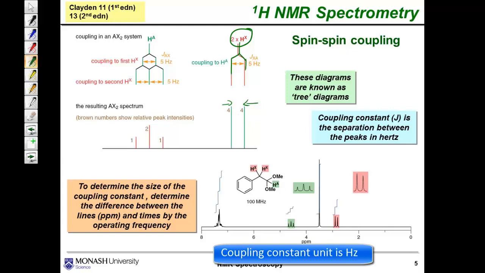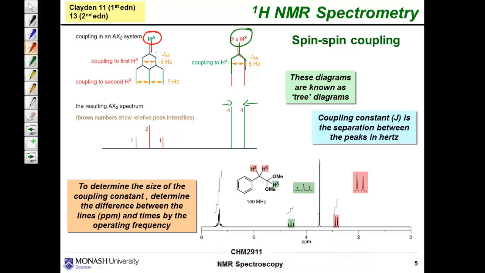In a little bit we'll work out how that number comes about. Whereas for HA couples to HX, and there's two HXs, so for the first one it's actually split into a two-line pattern, and then each of those is split further by coupling to the second HX, and that produces a three-line pattern.